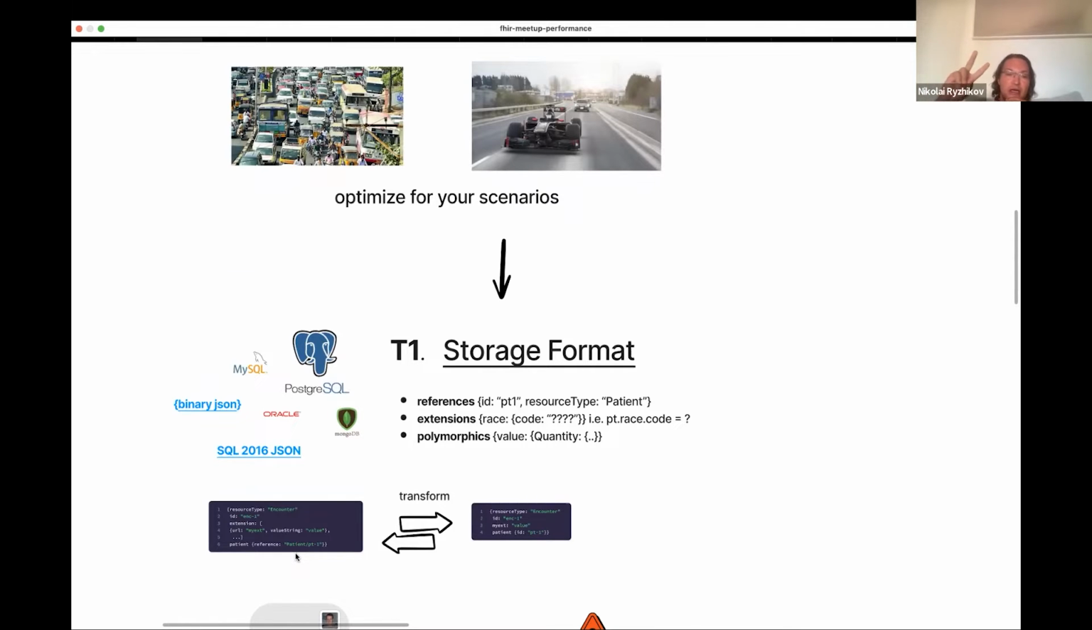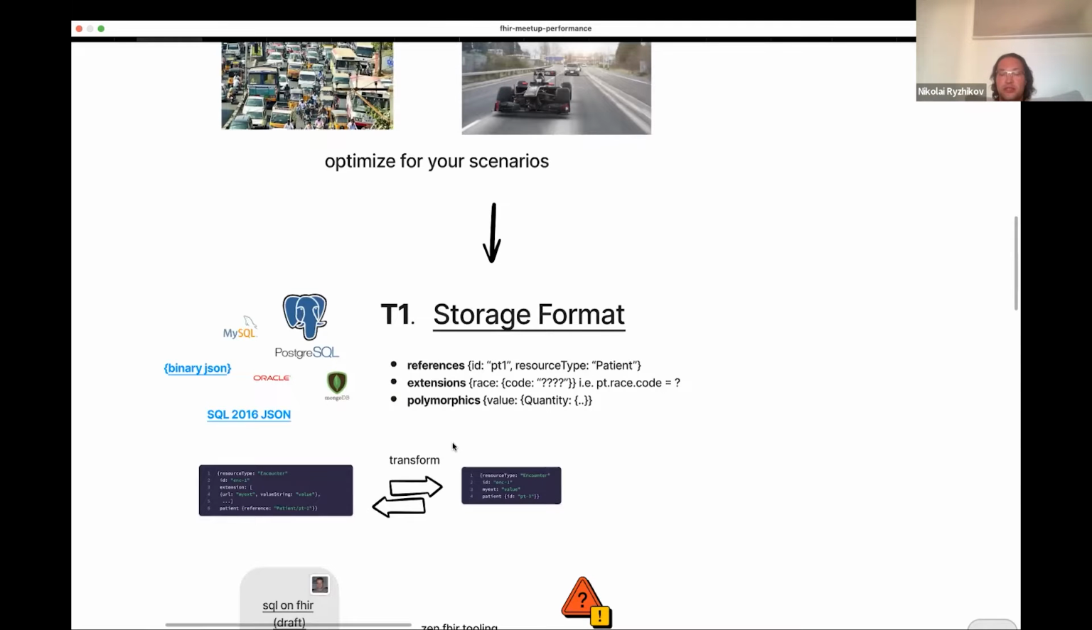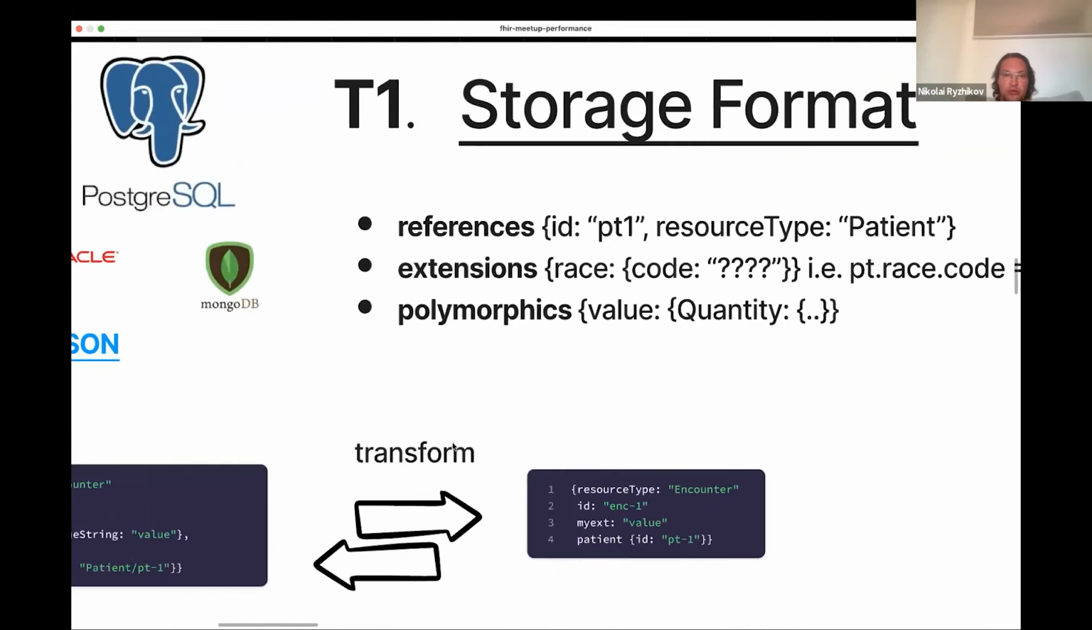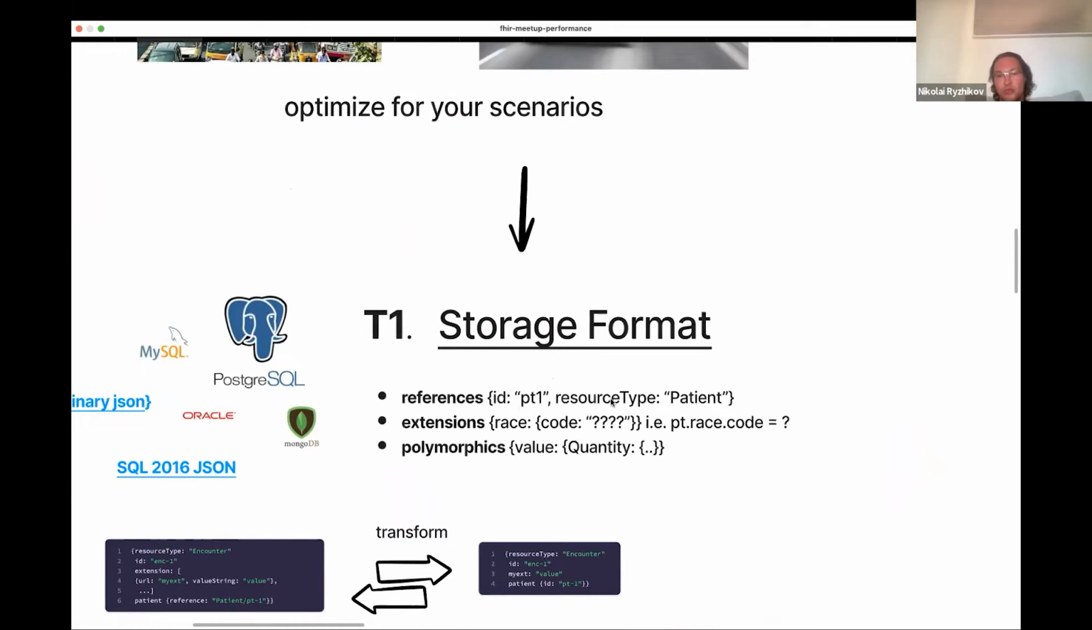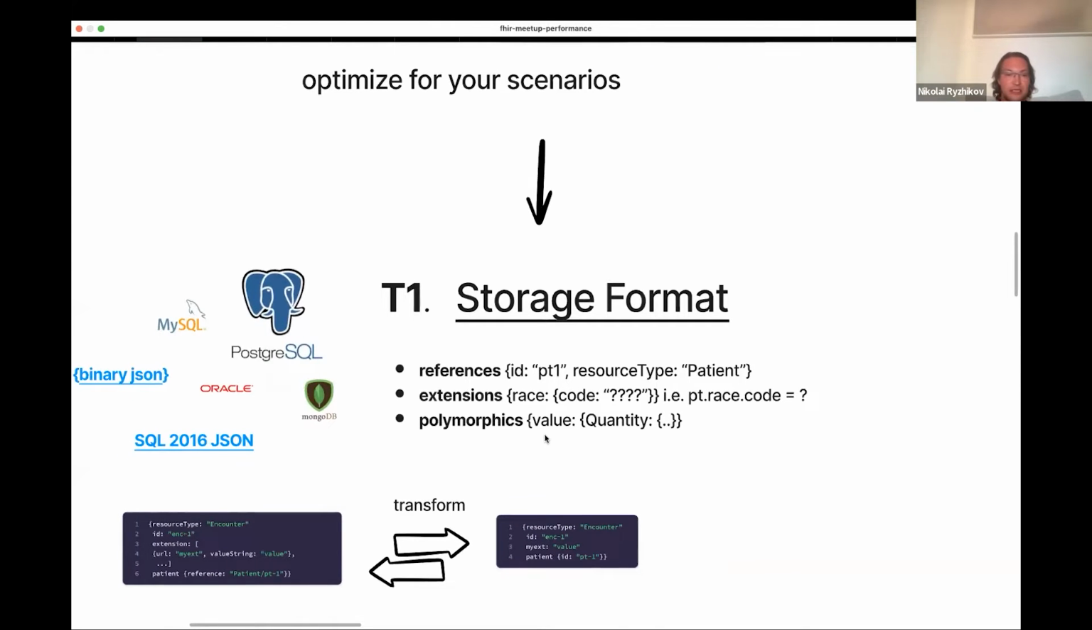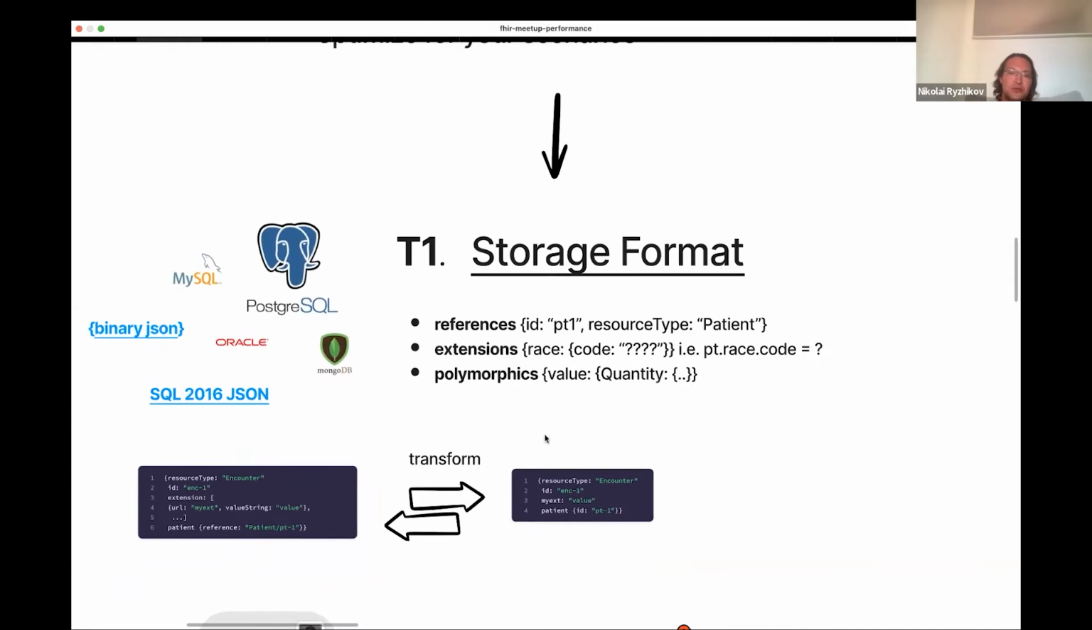FHIR doesn't fit classical relational databases very well, but modern relational databases have support for JSON. And it's nice that the SQL standard has support for JSON. The first trade-off that I propose to introduce is a FHIR storage format. It's a database-friendly format to store data in a database. It just does a few transformations. It provides more structured references. It provides first-class extensions because we want to access these elements. And probably you can fix the polymorphic elements, which were mistakenly done in a wrong way in the FHIR JSON format. So if you go this way and make your JSON representation more database friendly, what's the trade-off?